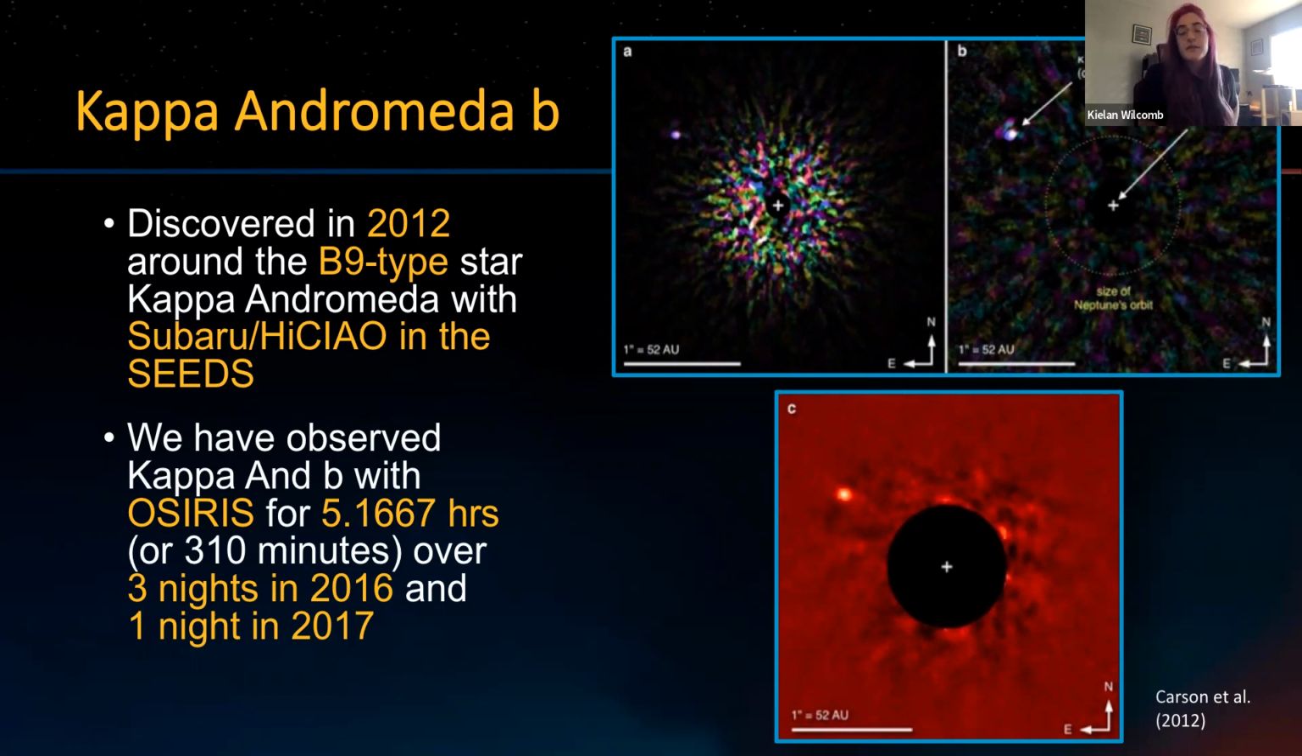Kappa And is a member of the 30 million year Columba Association. Using this assumption, Carson et al. 2013 derived a mass of 12 to 13 Jupiter masses for the companion. This means it's a fairly young system.